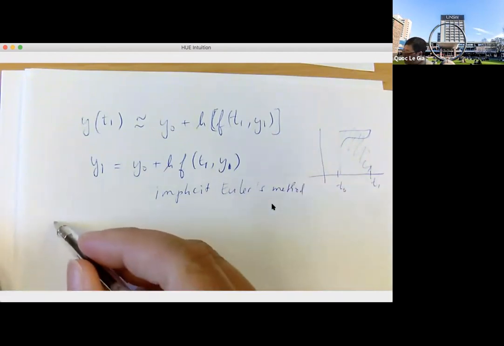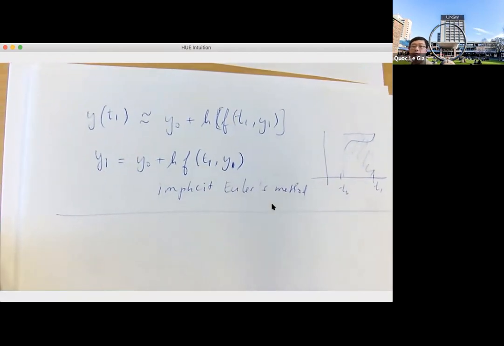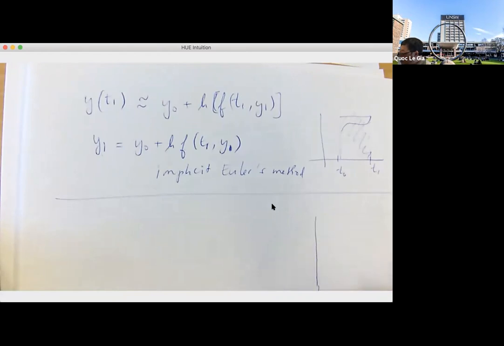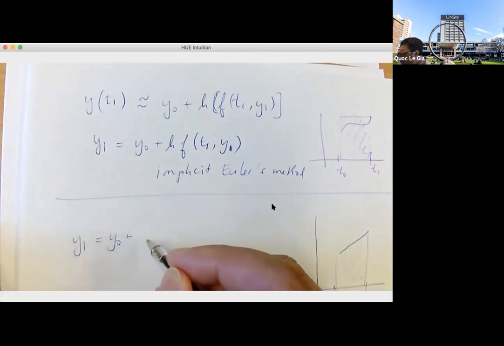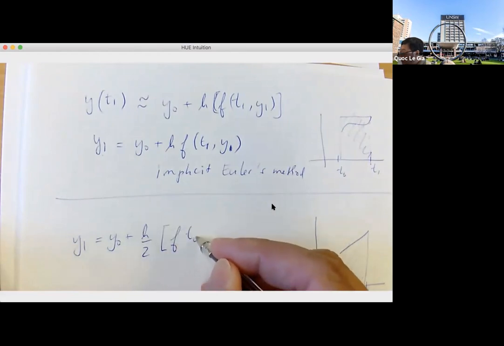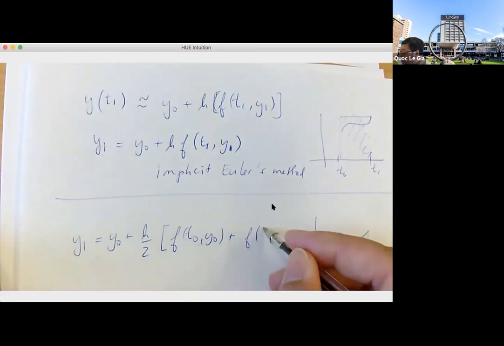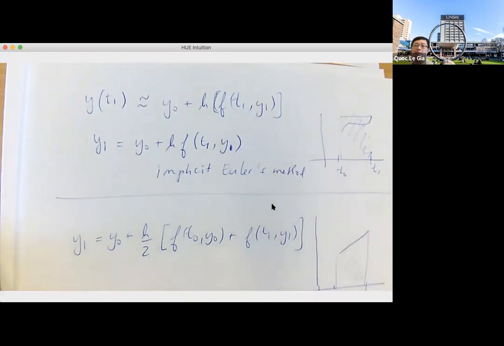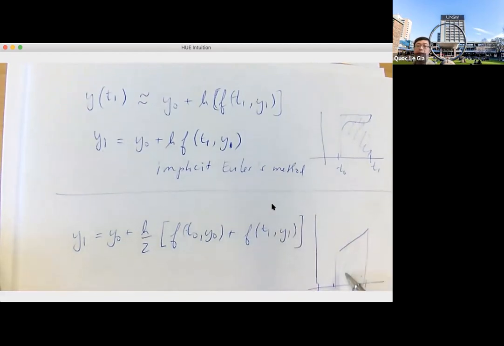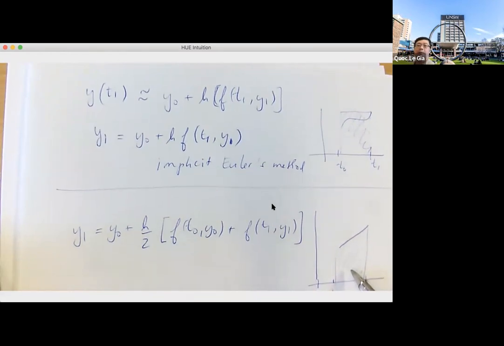Or you can replace it by the trapezoidal rule. If you replace by the trapezoidal rule, you have t0 here, t1 here, and the area is here. Then you get y1 is y0 plus h over 2 times f(t0, y0) plus f(t1, y1). So this one is definitely a better method, because the area is approximated better than by just a rectangular rule. But the price you have to pay is that now you have y1 on the left and y1 on the right, so it is implicitly defined. This one we call the trapezoidal method.